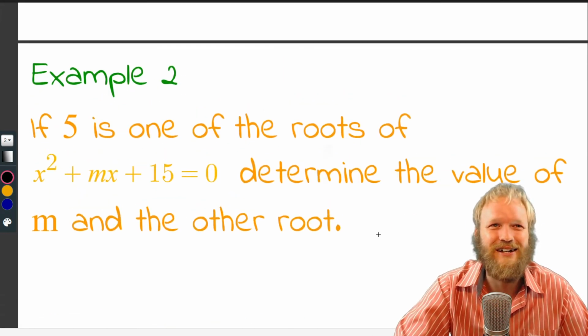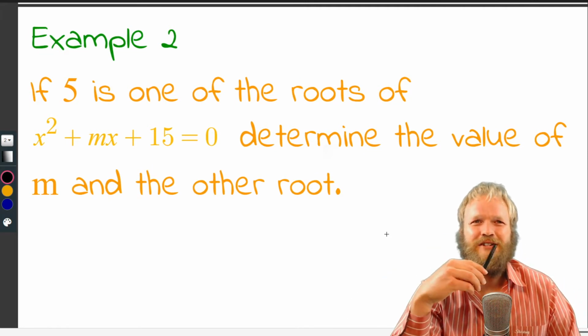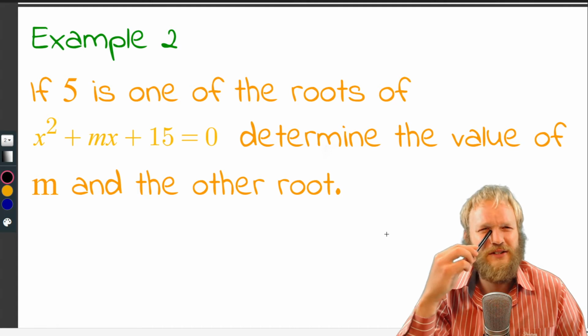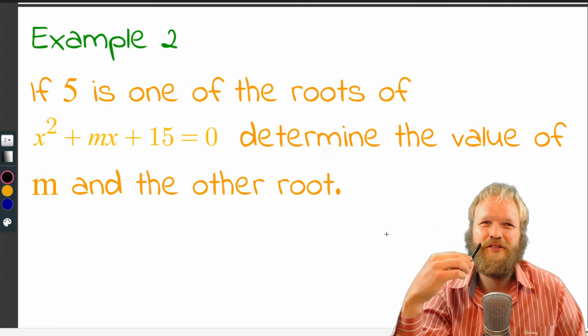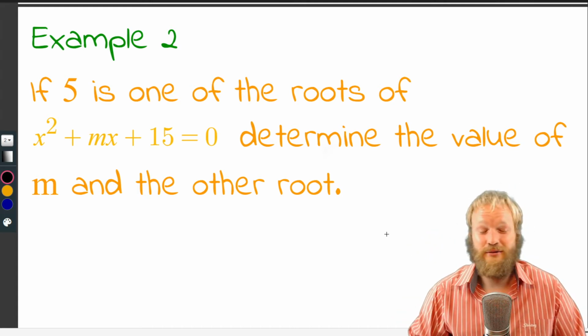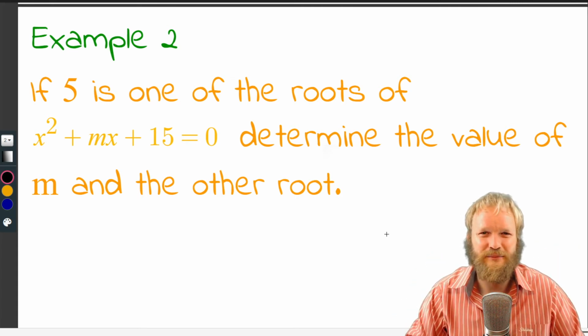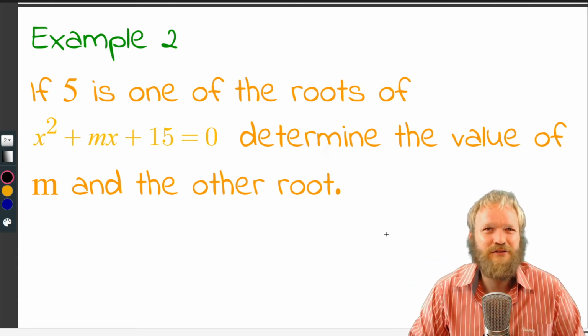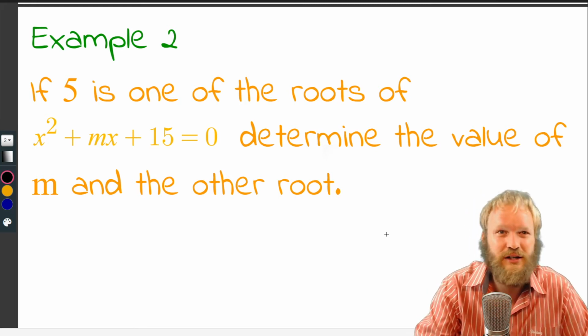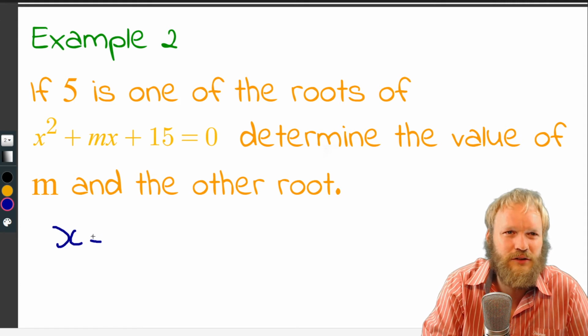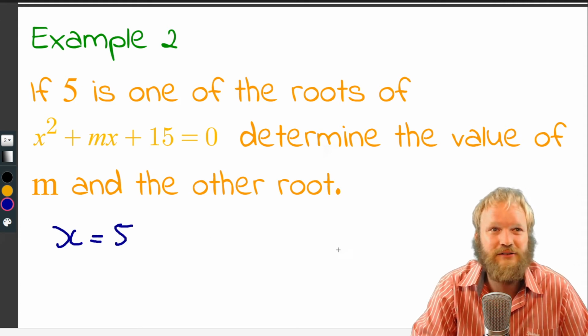Okay, next one. If 5 is one of the roots of x squared plus mx plus 15 equals 0, determine the value of m and the other root. Whoa. Let's just breathe and read through that again. So 5's one of the roots. That means, like the previous one, x equals 5.